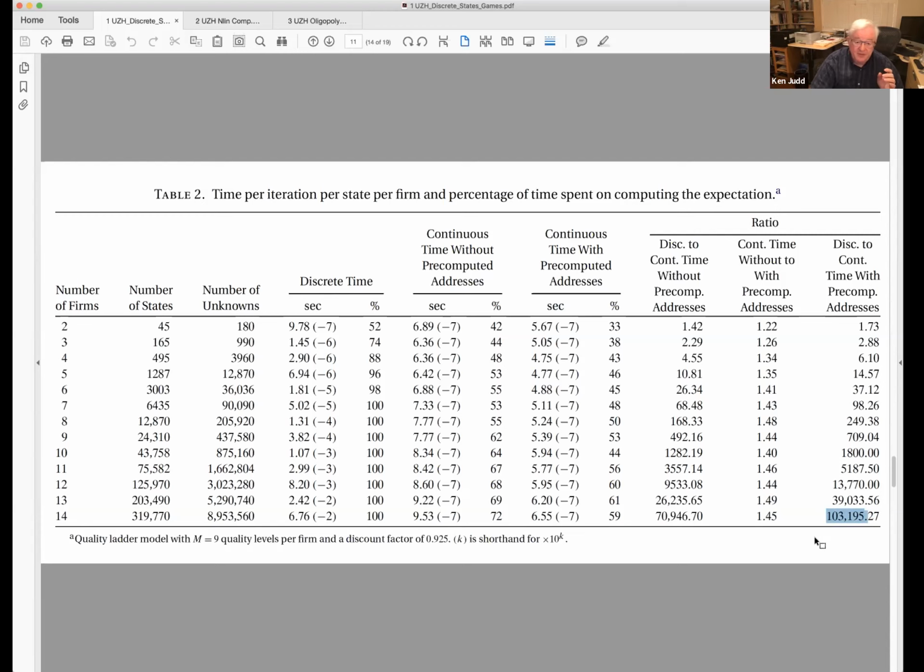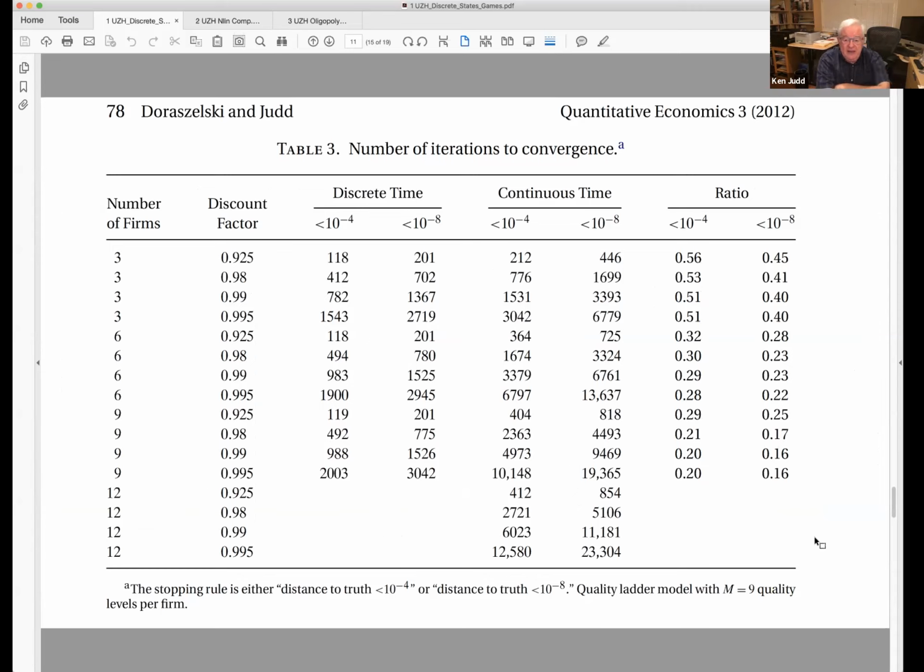Okay, but now you may need more iterations in continuous time than discrete time, or you can get by with fewer. You don't know ahead of time. So what matters is how many iterations do you need before you can declare convergence. Now, convergence here means we say distance to the truth is 10 to the minus 4. More about how I determine that.